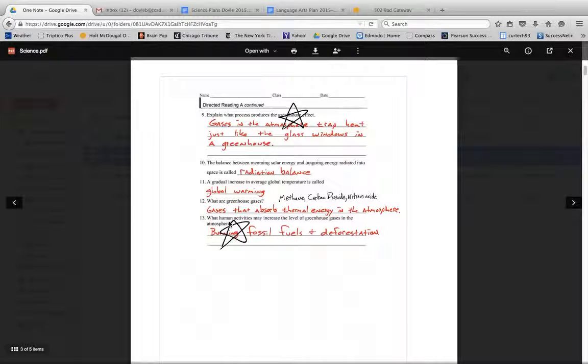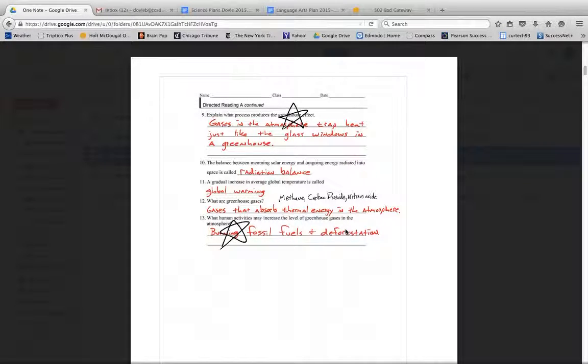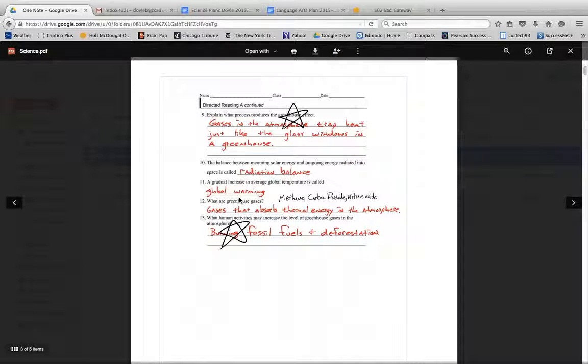Well, 13, what human activities may increase the level of greenhouse gases in the atmosphere? The burning of fossil fuels and deforestation. Both those things lead to an increase in carbon dioxide. When we burn something, that puts carbon dioxide into the air. And when we cut down trees, they clean carbon dioxide out of the air. So if we burn or take down the trees, then the carbon dioxide stays in the air. Okay? And then an increase in carbon dioxide could cause more heat to be trapped in the atmosphere, which would cause global climate change.